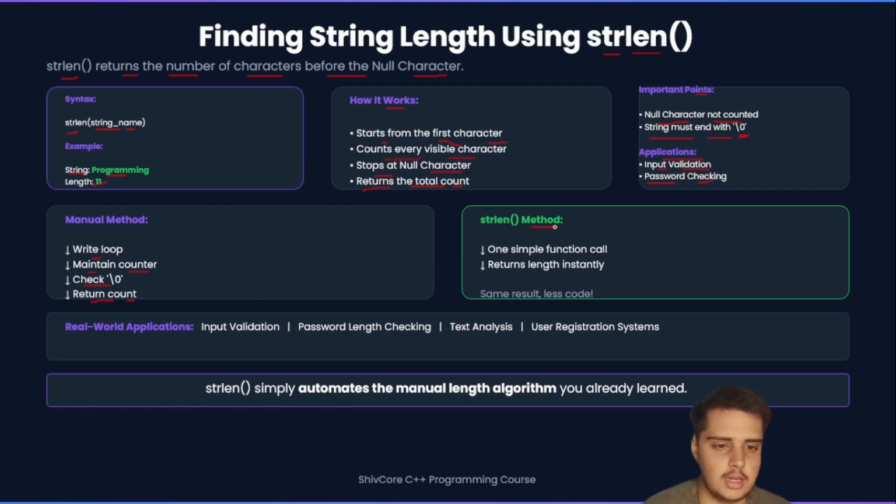The strlen method just simplifies it. One simple function call returns the length instantly. That's it, so easy. Same result but less code. Some real world applications are input validation, password length checking, text analysis, and user registration systems. So strlen simply automates the manual length algorithm you already learned.